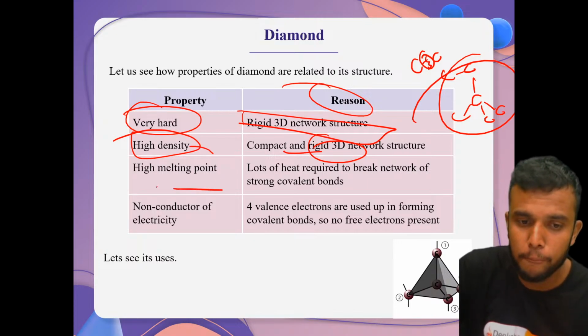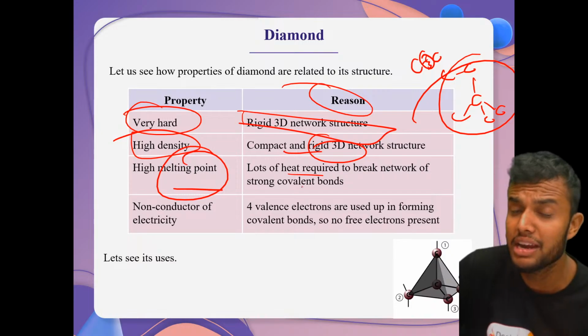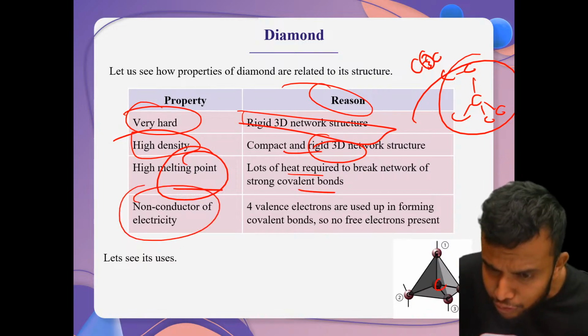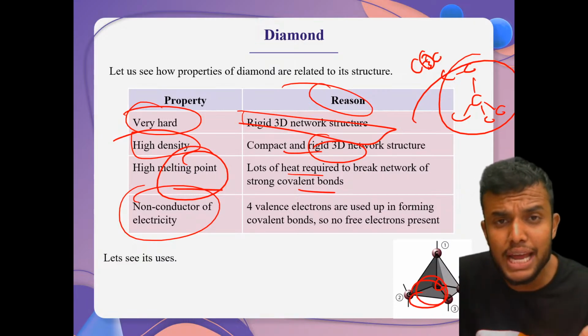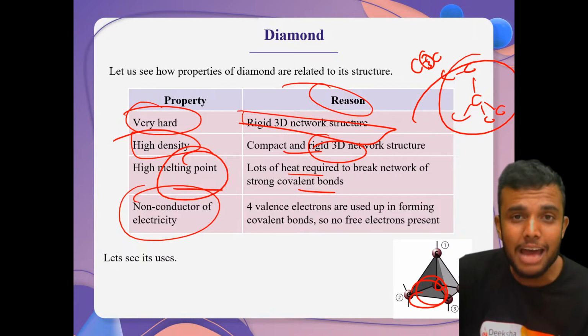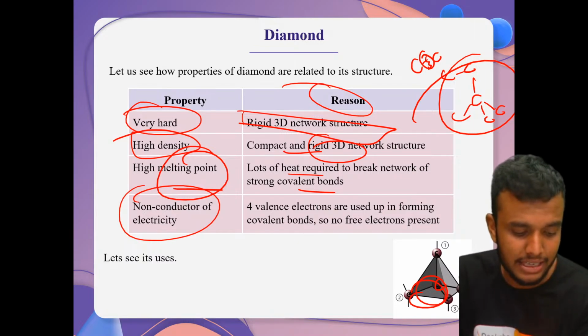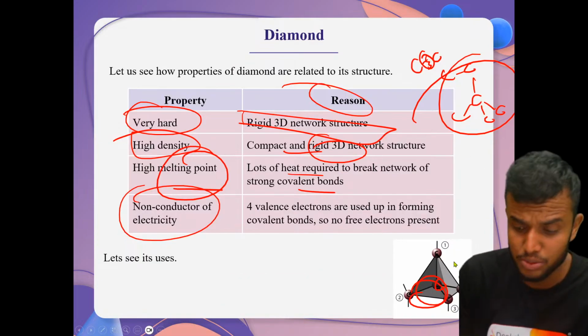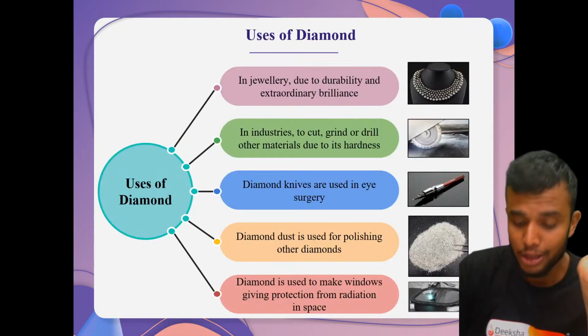And also high melting point. Why? Because lots of heat is required to break it. Non-conductor, because carbon, students, already forms a bond with 4 carbon atoms. There is no free electron. If any free electron were there, then it would conduct electricity, but it's not conducting. That's why it's a poor conductor. Next, move on to the uses of diamond.